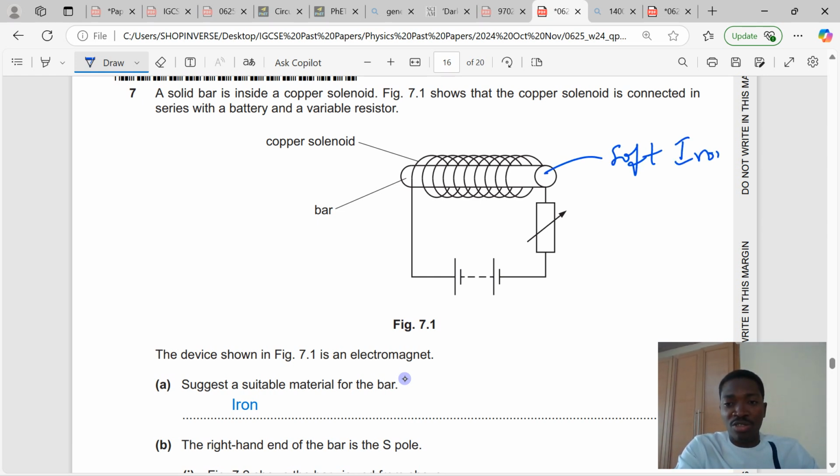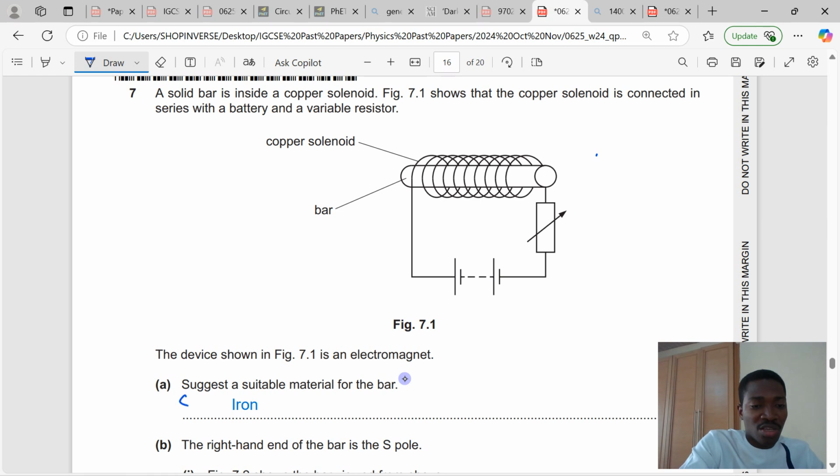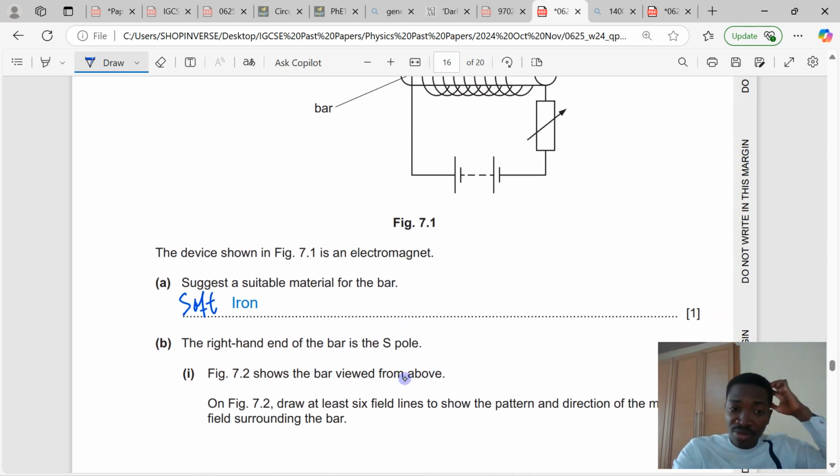You cannot use steel because steel gains magnetic properties slowly. But in an electromagnet, you want the response to be fast. That means you want it to gain magnetic property quickly. So it is soft iron, or you call it soft iron core. It is made of iron, or you call it soft iron.